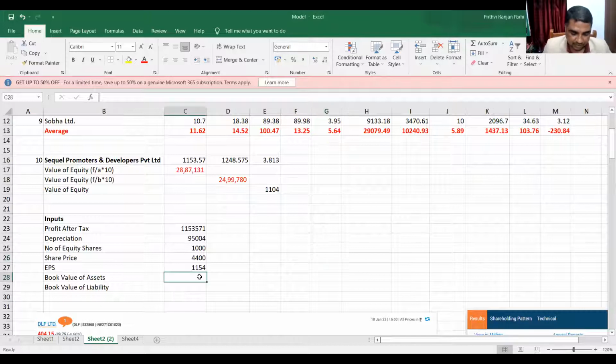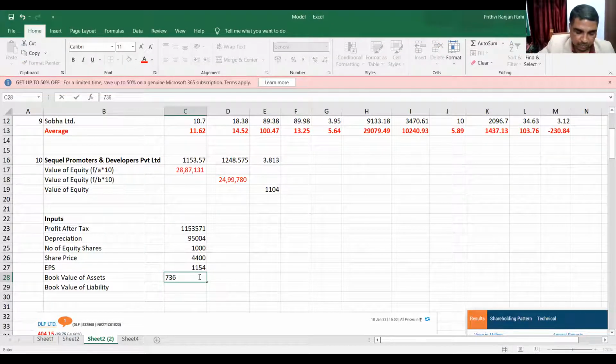Book value of assets are, have you remembered? 73623. So 23, sorry, 393. 393. And what is the book value of liability? 643,57,671.